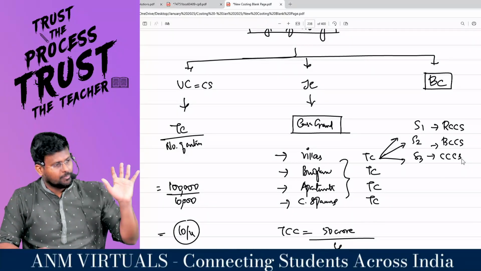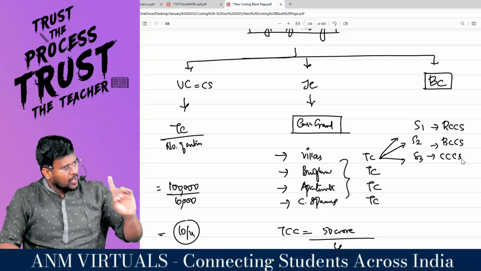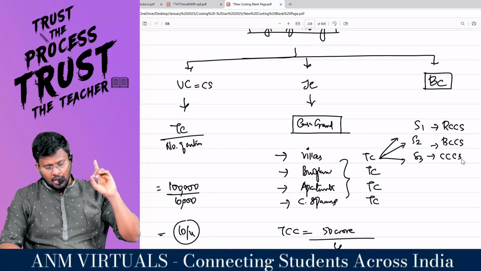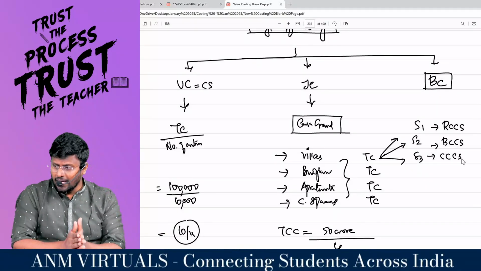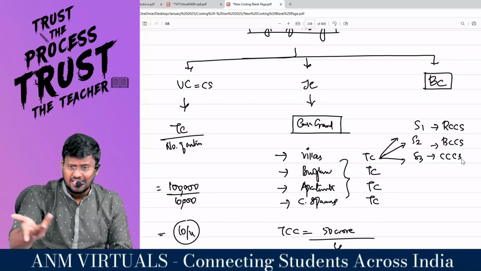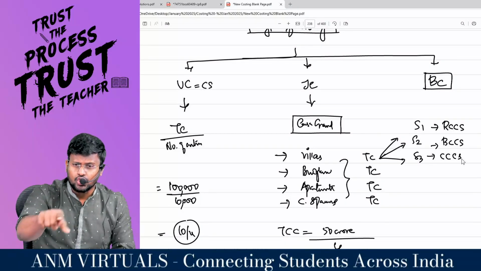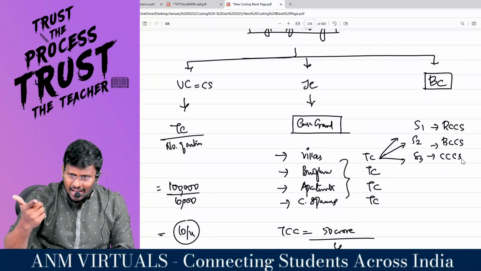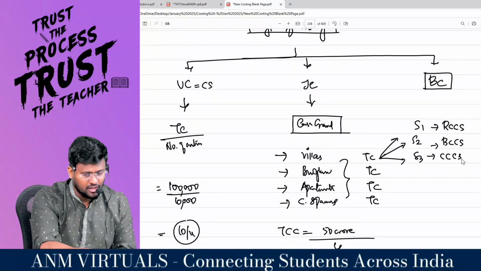Generally it will be one job. Or, my dear lovable students, if I spend 50 crores for 5 villas, I can say 50 crore divided by 5 is the cost of one villa. Then there I can find out it is unit costing, not job costing.